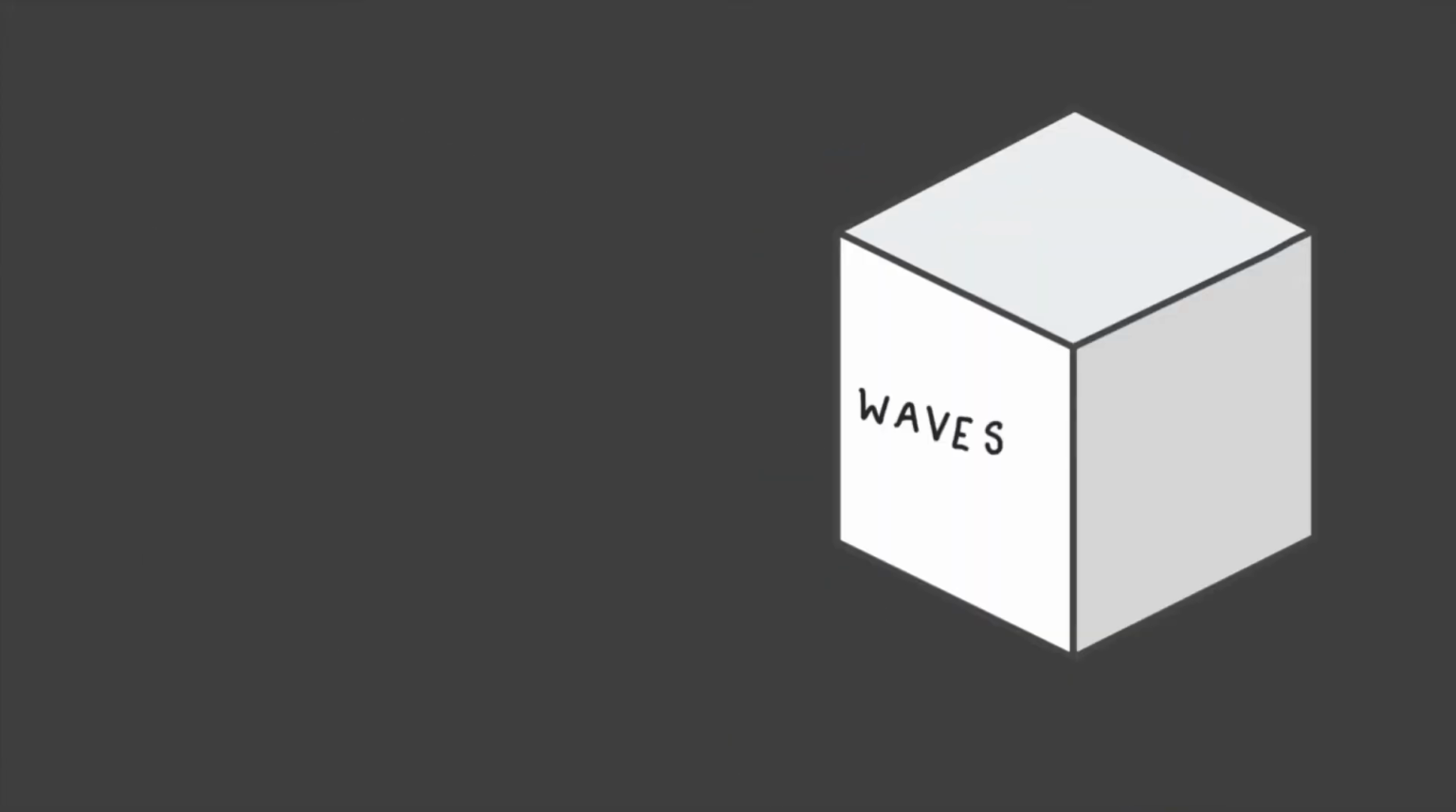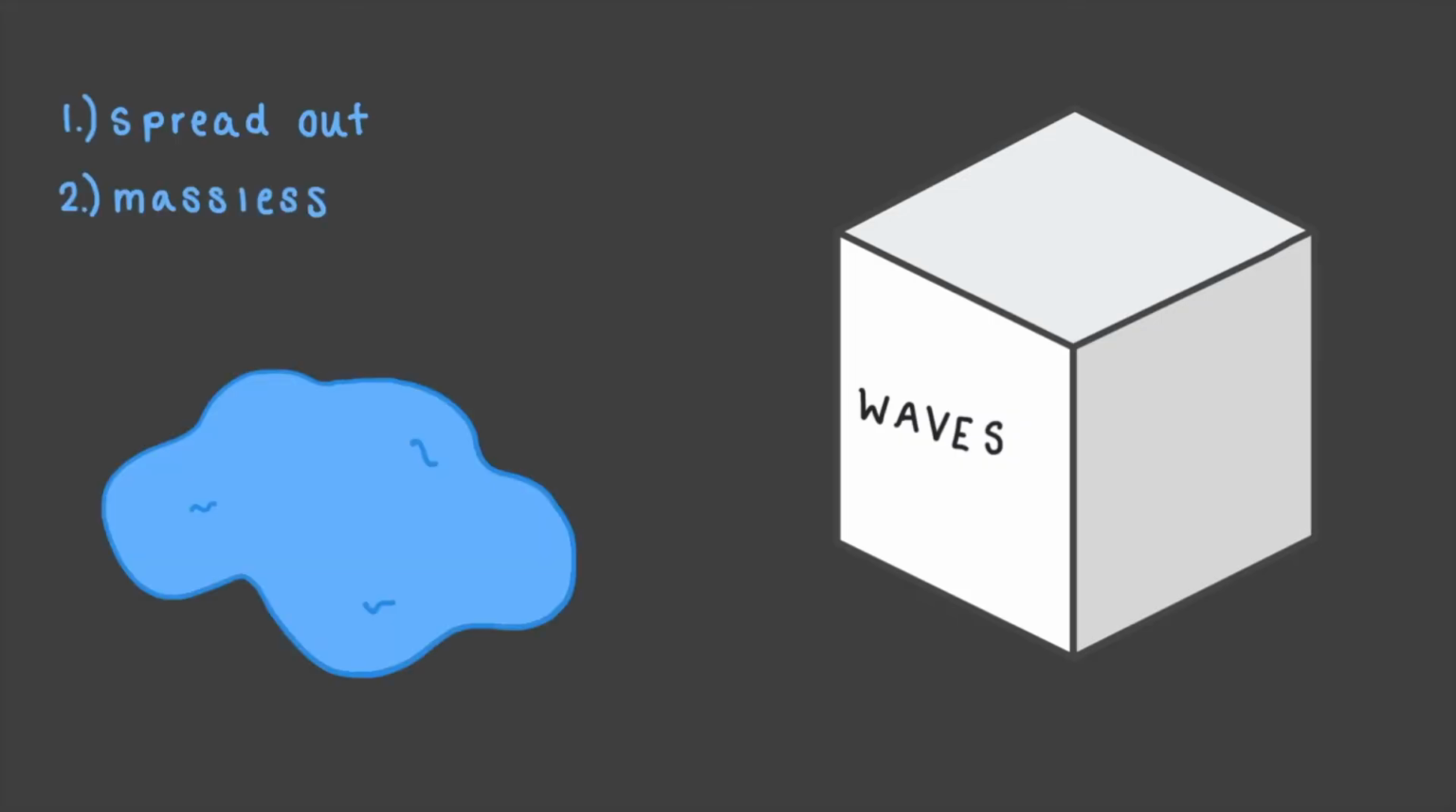And then physicists had their second box, things that behaved as waves. Things that behave as waves are spread out, and most waves are massless. We see this type of behavior every day too. Toss a pebble in the pond and the water will ripple outwards.